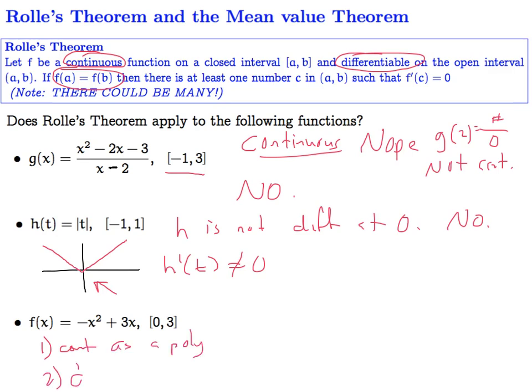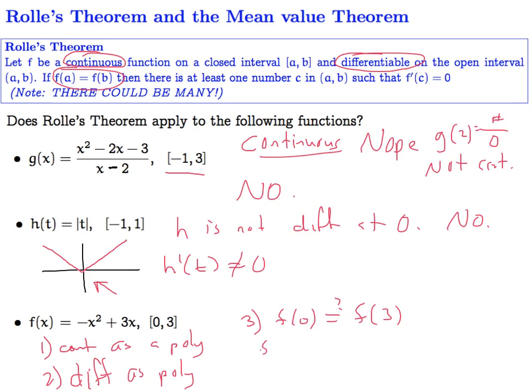We also know it's going to be differentiable as it's just a nice polynomial function. We can find its derivative and it works. There's no corners, no breaks, nothing bad. And the last thing to check for Rolle's theorem is, if I put 0 into this function, do I get the same answer as if I put 3 in?